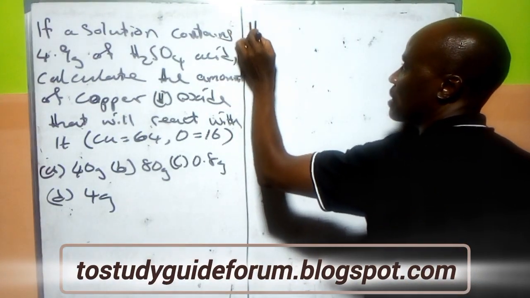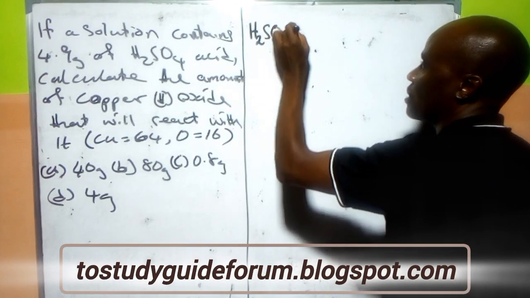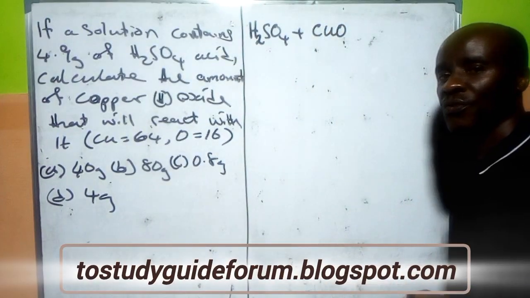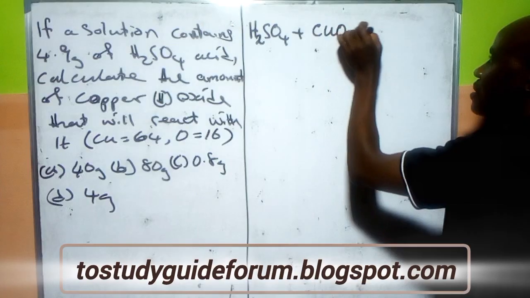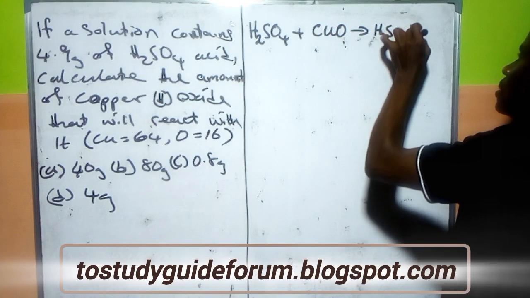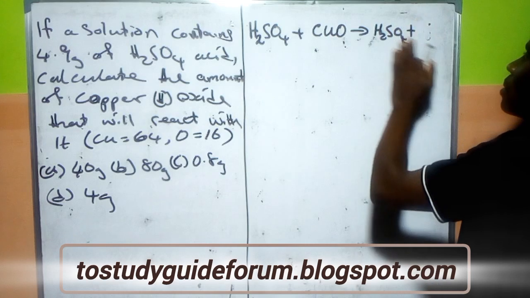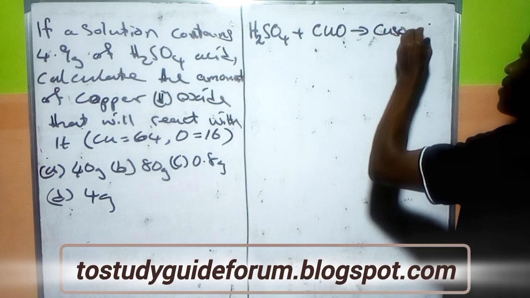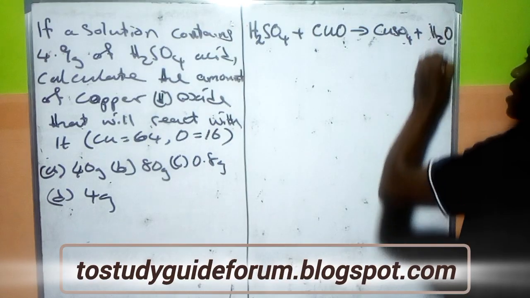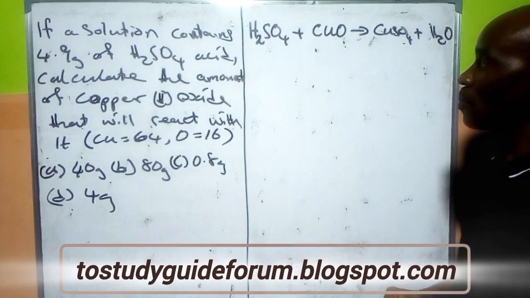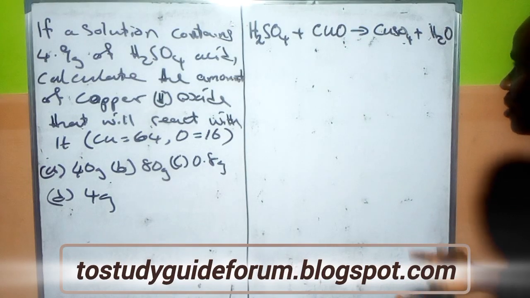Now let's look at the balanced chemical equation of this reaction. It is a reaction between tetraoxosulfate(VI) acid and copper oxide. So what we have here is copper sulfate plus water. This is more like an acid-base reaction, a neutralization reaction.